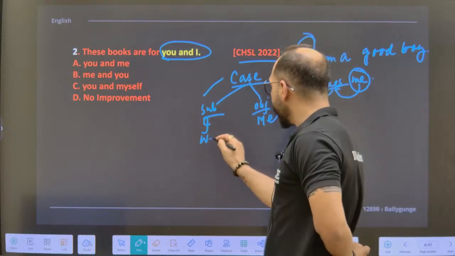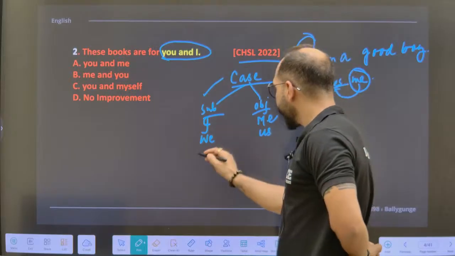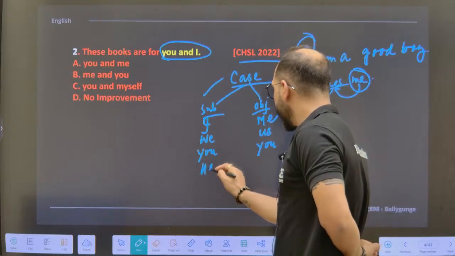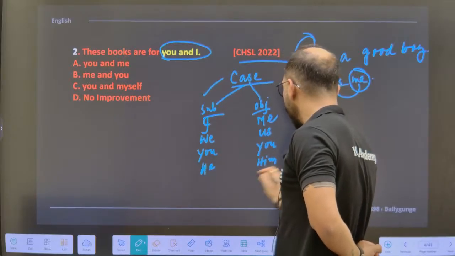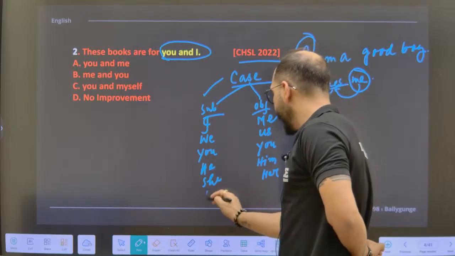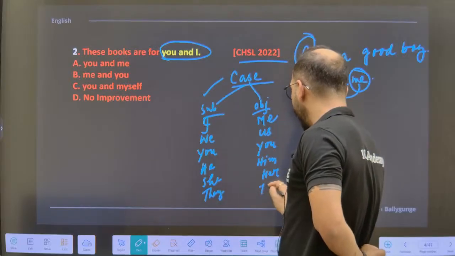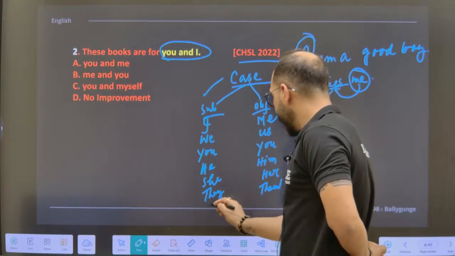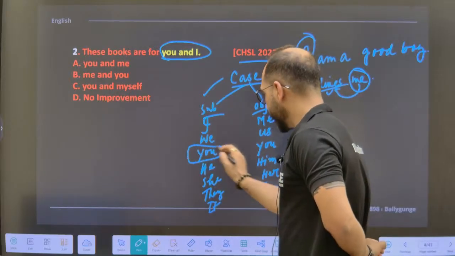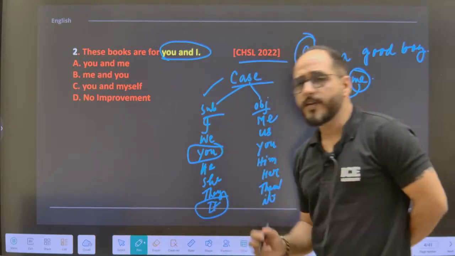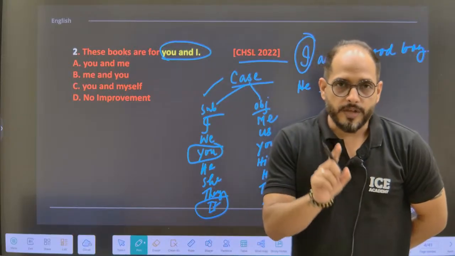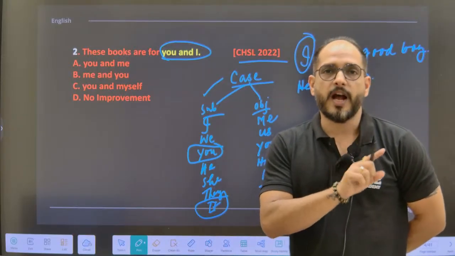Suppose I say "I," obviously its objective case is "me." If I say "we," the objective case is "us." "You" remains the same. "He" becomes "him." "She" becomes "her." "They" becomes "them," and "it" also remains the same. So the pronouns "you" and "it," these two pronouns remain the same. That means their subjective and objective cases are the same.